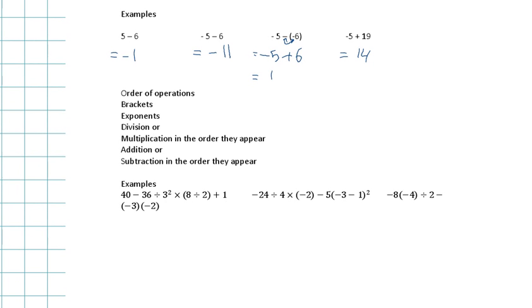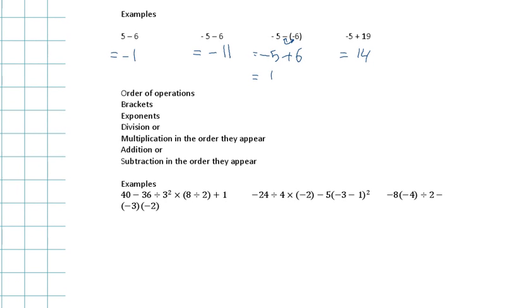The most important thing you learn in math. Okay? It's like when you're manufacturing something. If you do one thing before the other, you're going to screw up the whole thing, right? Same with math. When it comes to order of operations, you have to move in a certain order. And the order is called BEDMAS, which is brackets, exponent, division or multiplication in the order they appear, addition or subtraction in the order they appear.